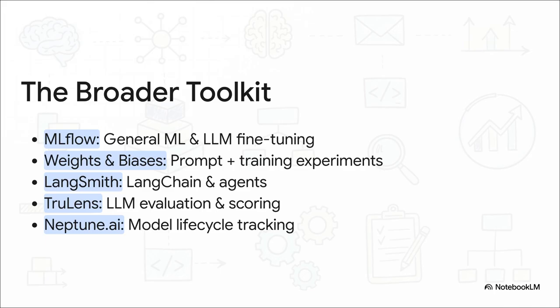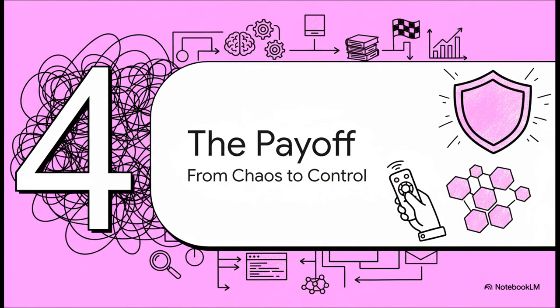And hey, MLflow is just the beginning. The ecosystem here is huge. You've got Weights & Biases, which is awesome for really deep dives into training and prompts. If you're building with the LangChain framework, LangSmith is made just for that. TruLens is a real standout for evaluation. The key is to just pick the tool that makes the most sense for your project. Okay, so you do all this work. What's the payoff? What's in it for you? It's actually pretty simple. You go from chaos to control. Putting these practices in place isn't just about being tidy. It's about getting real, measurable power over your project.